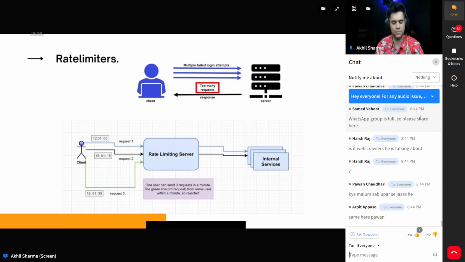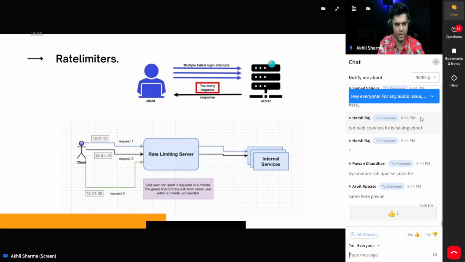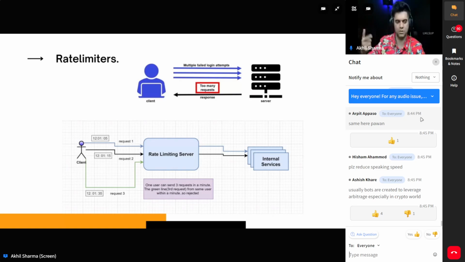Or somebody who's trying to use something like Hydra or Medusa to make too many login attempts and he's getting failed login attempts. So you want a system which says, hey, you from your IP address, you as a user, you've tried too many times. I can't allow you to try any more because you've exhausted your rate. That's called a rate limiter. If you don't have rate limiters, your entire system can be brought down. Like I said, your system can be overloaded with just a few users who make too many requests in just 1 second.